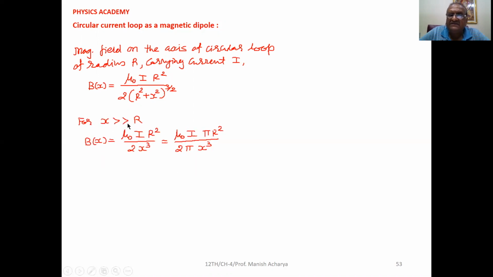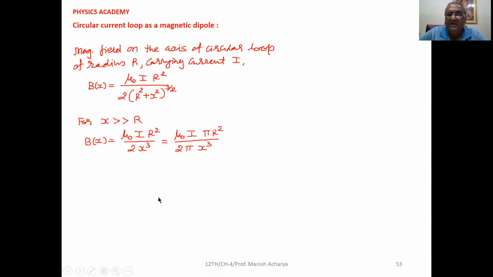Now for x very much greater than r, we write B at x, that is mu 0 I r square upon 2x cube. Now here we want to represent it as a magnetic dipole. So the equation of its magnetic field, if we represent in terms of magnetic moment, then we can say circular loop, that is, as a magnetic dipole.